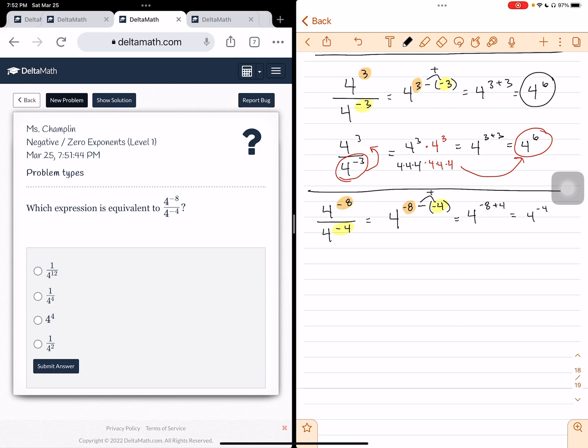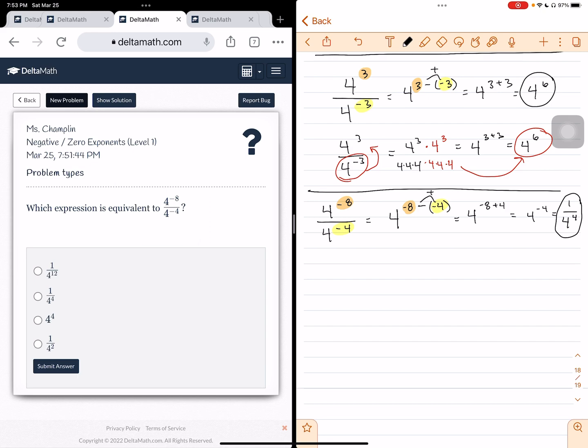Now, I don't see that as an answer choice, and it's because they made it a positive. So we would have to rewrite this as 1 over 4 to the positive 4 power. Okay? So this would be your final answer.